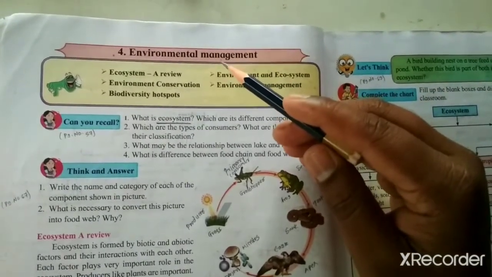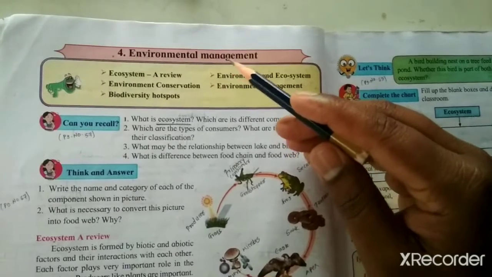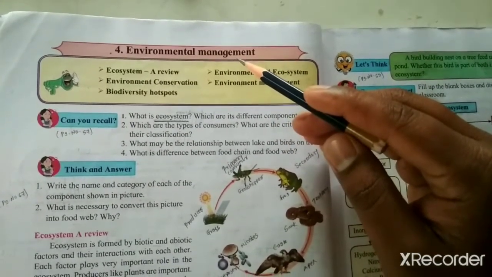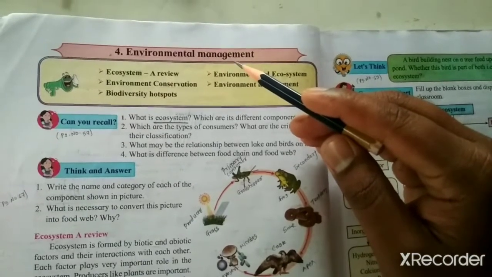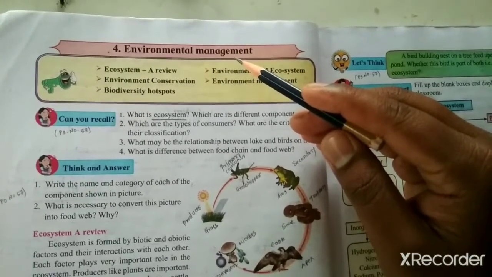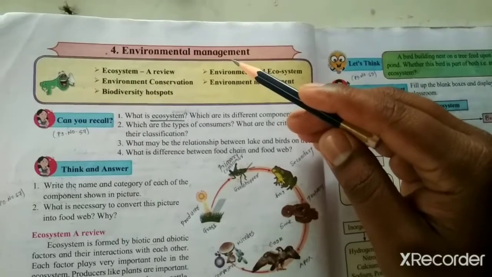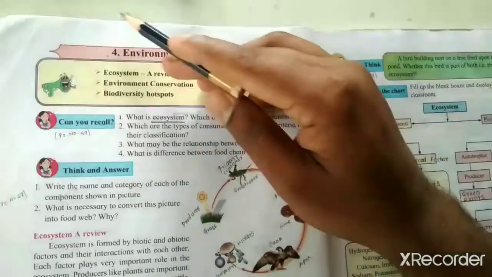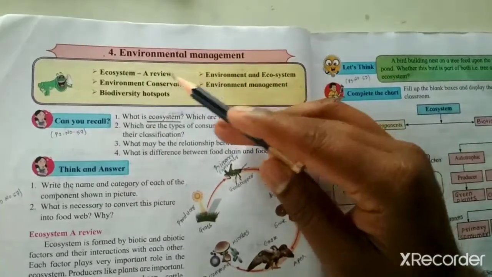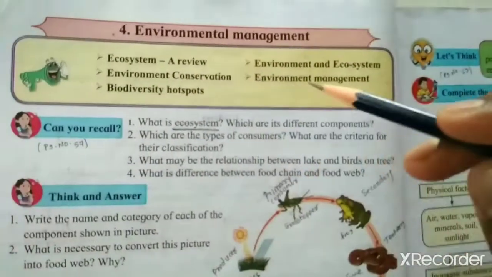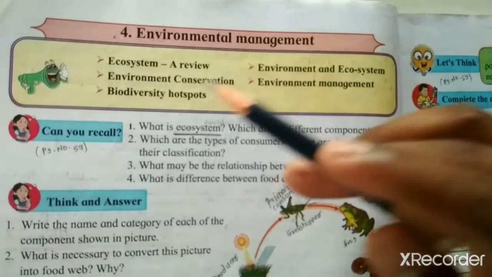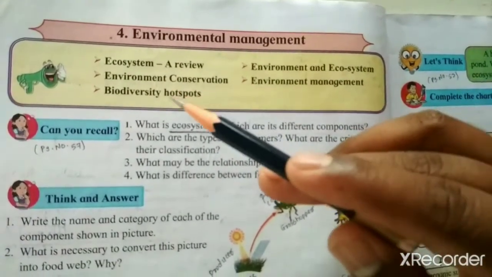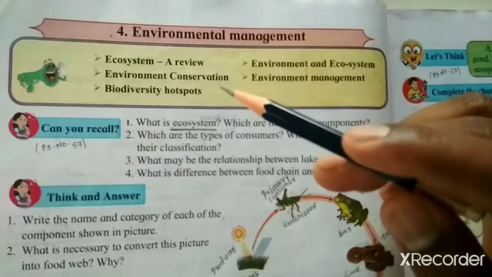Today I am going to start the fourth chapter of Science 2, Environmental Management. In the last video I completed the third chapter of Science 2, Life Processes in Living Organisms, Part 2. Hope you all understood the third chapter. In this fourth chapter we will study the ecosystem, a review, environment and ecosystem, environment conservation, environment management and the biodiversity hotspots.